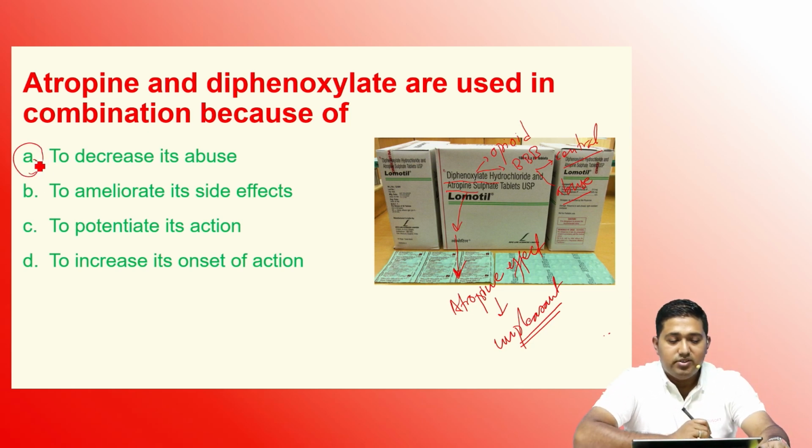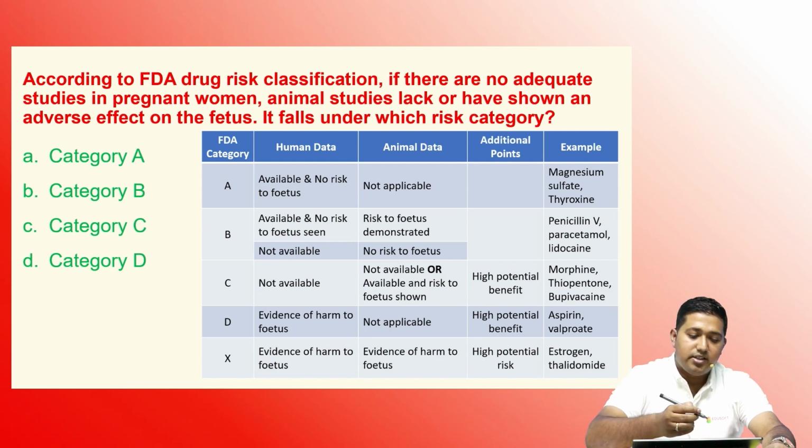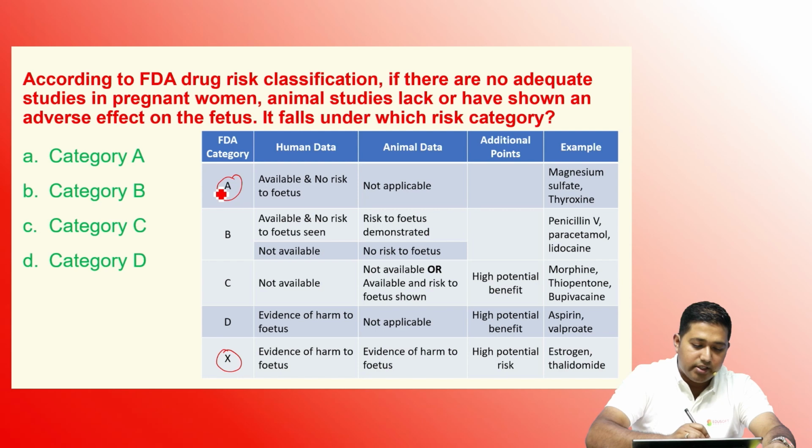Now let's go towards our next question. According to FDA drug risk classification, if there are no adequate studies in pregnant women, animal studies lack or have shown an adverse effect on the fetus, it falls under which category? The options are category A, B, C and D. As we all know, in the FDA classification we have 5 categories from category A to category X, and category A is the safest drug, category X is the contraindicated drug.